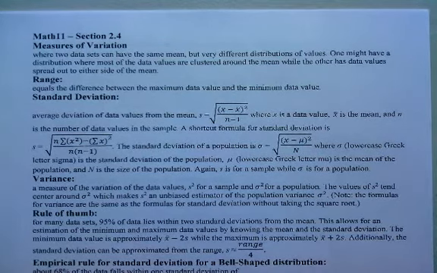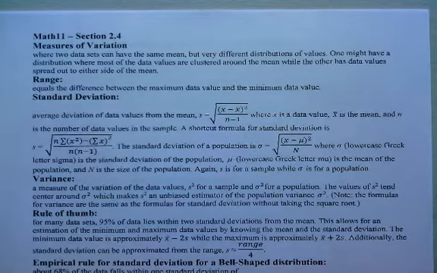In this next section, we're going to look at measures of variation. Two data sets can have the same mean, the same middle, but have very different distributions of values. One might have a distribution where most of the data values are clustered around the mean, while the other has data values spread out to either side of the mean.